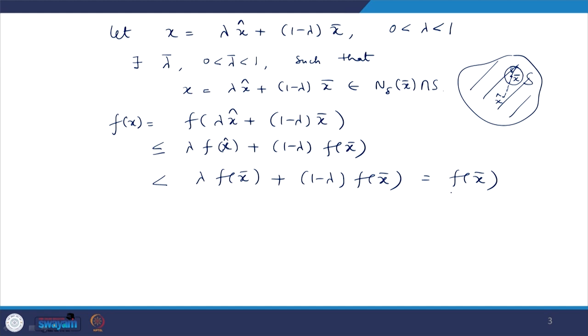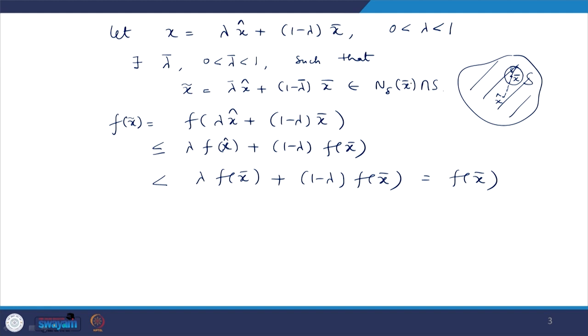Okay. So, that means now, where is this x? This x is in the delta neighborhood of x bar. Okay. You can take this as x delta. This x delta is, for some lambda between 0 and 1, so some lambda bar, sorry, this is lambda bar. You have taken lambda bar. For some lambda bar between 0 and 1, this x delta is in the delta neighborhood of x bar.